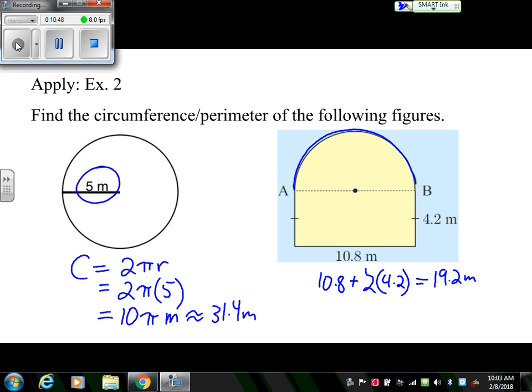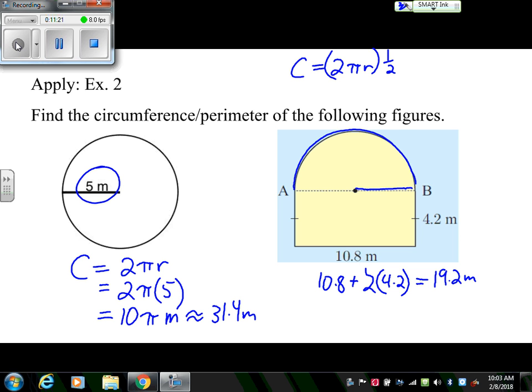Now the curved part up here is clearly part of a circle, but it's not the whole circle. It's what we'd call a semicircle, or half a circle. So if I go to my circumference formula, which is 2 pi r, I right away can say I only want half of this. So I can multiply all of that by 1/2. And some of you may be noticing already, since I'm multiplying by 2 and 1/2, those are going to cancel out.